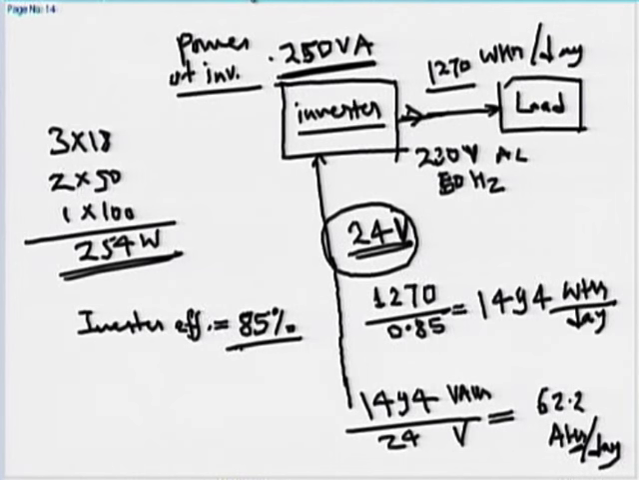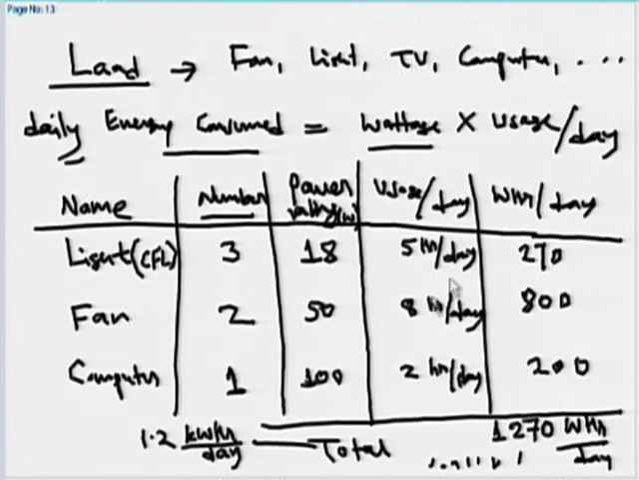We know each and every component. We know their power rating. We know how they are connected, for supplying this much energy every day. Okay? So, this completes your system design, and this system should be working, because you have taken all the necessary things into account. Okay?